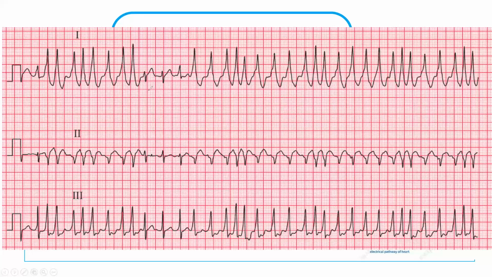And if you look here, you may see some QRS complexes that are normal. So if you look here, it's actually changing in morphology. The QRS complexes are changing in morphology. This is one morphology, this is second morphology, this is third morphology, because it depends on if the electricity is conducting through the bundle of Kent or if not. So the changing in morphology actually supports the diagnosis of AFib and Wolff-Parkinson-White syndrome.